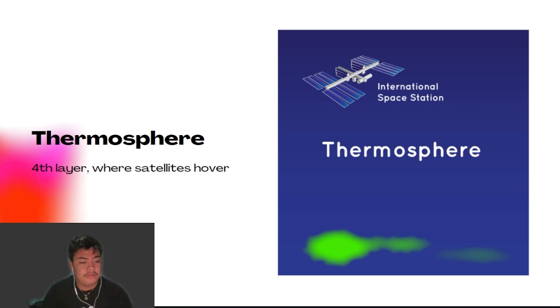The temperature ranges from negative 184 degrees Fahrenheit at the mesosphere's upper boundary to 3,600 degrees Fahrenheit or 2,000 degrees Celsius near the upper boundary as ultraviolet and X-ray radiation from the sun is absorbed.